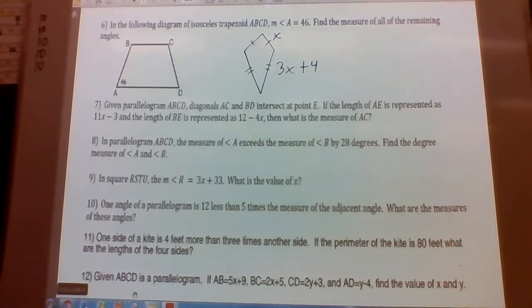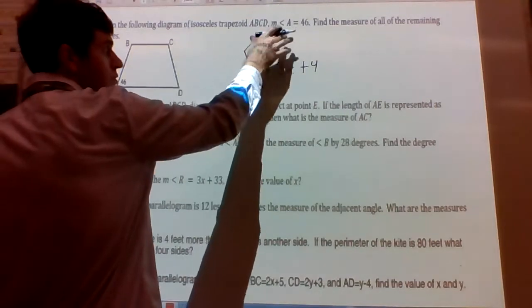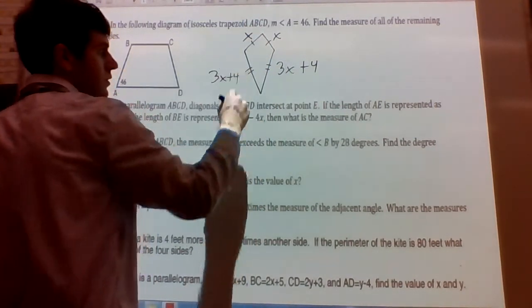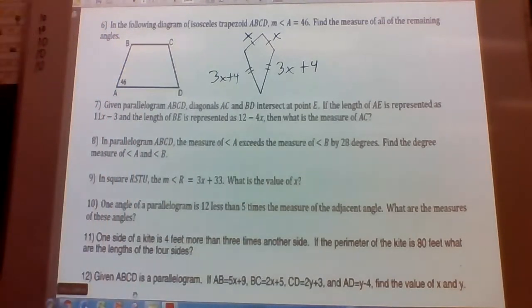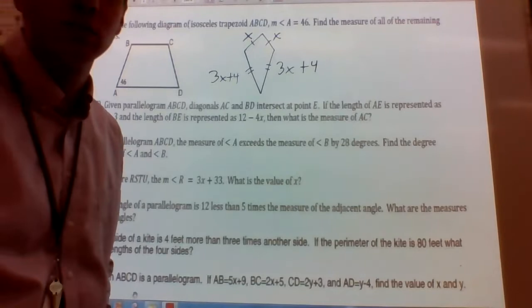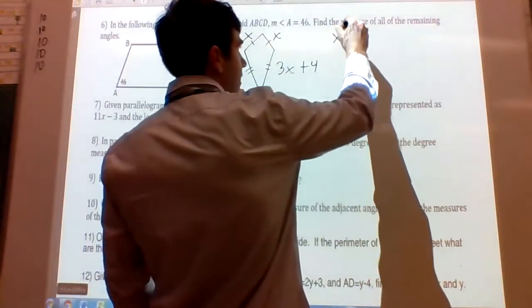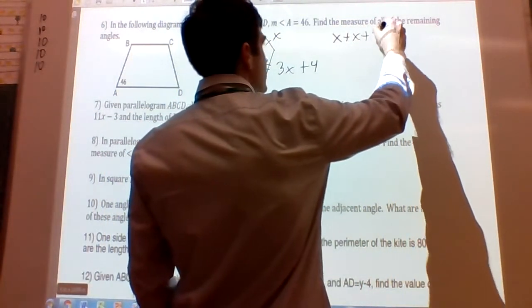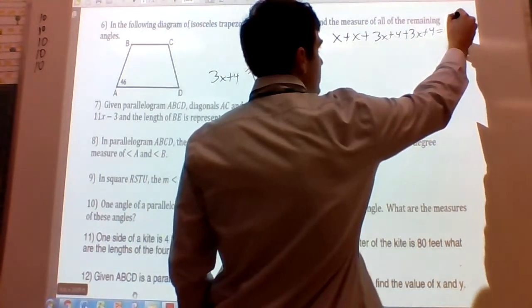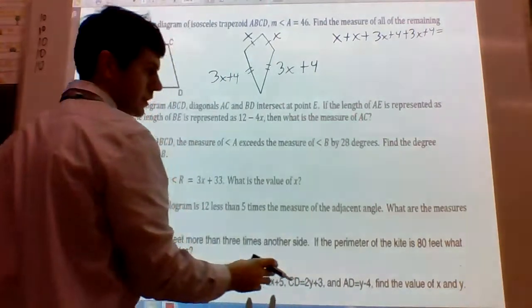If the perimeter of the kite is 80 feet, what are the lengths of the 4 sides? We know these two sides are congruent, we know these 2 sides are congruent. So this is 3x plus 4. The perimeter is 80 feet. The perimeter is the measurement of the outside. We have 4 sides, so we need to add those 4 sides together. So we're going to have x plus 3x plus 4 plus 3x plus 4 equals the perimeter, which is 80 feet.